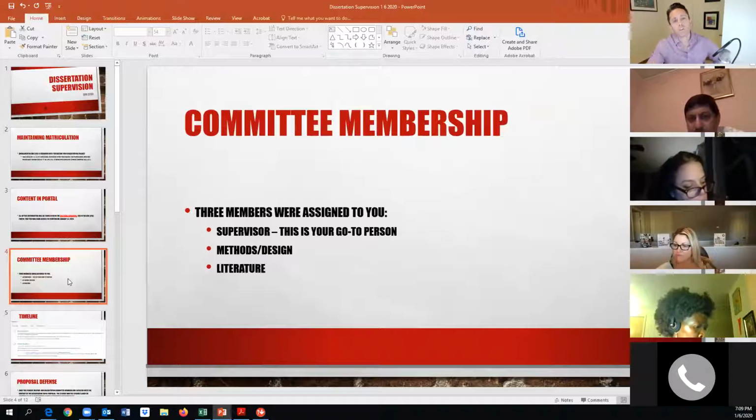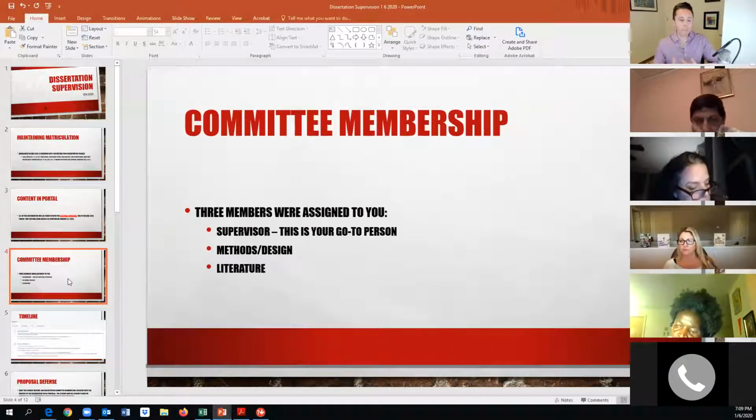And then the other person is going to be more of the literature and theoretical framework person. The reason that we position people with specific lenses in mind is that sometimes, if you just left it open-ended and you had 3, 4, 5 committee members just looking at the study in general, then you may have more conflicting perspectives on things.